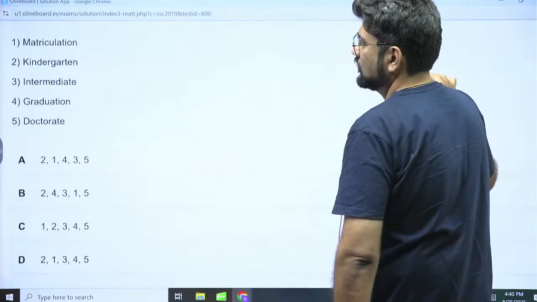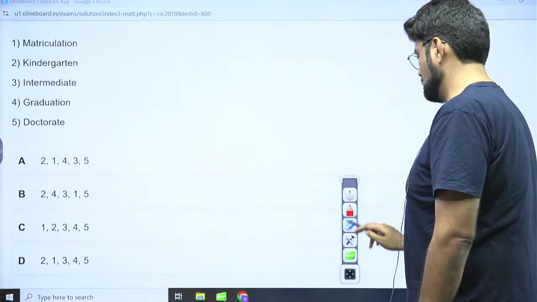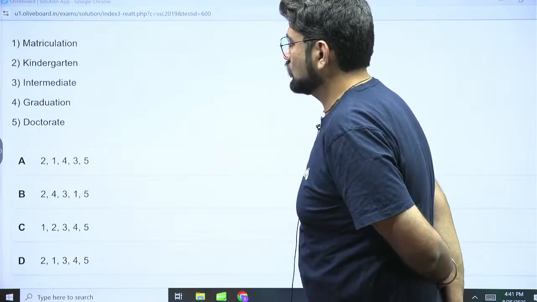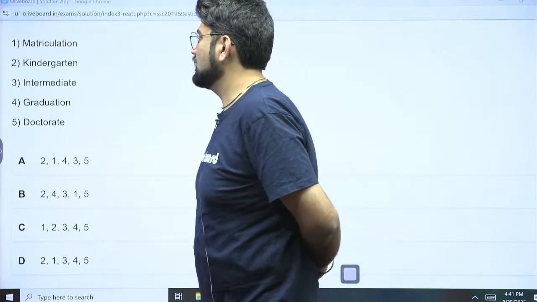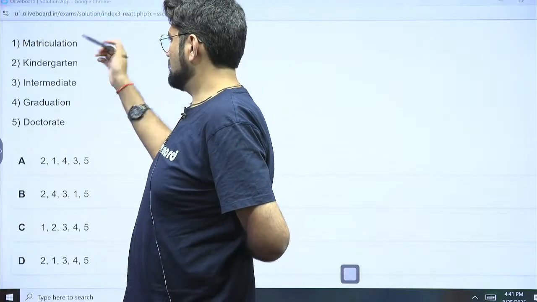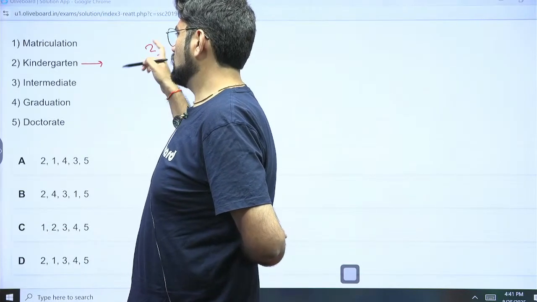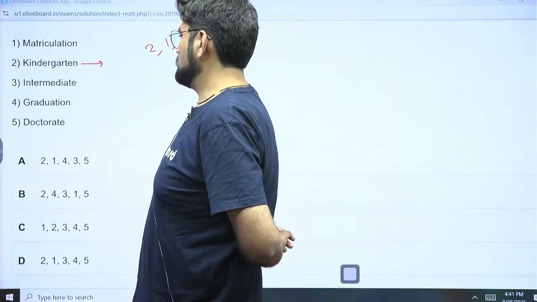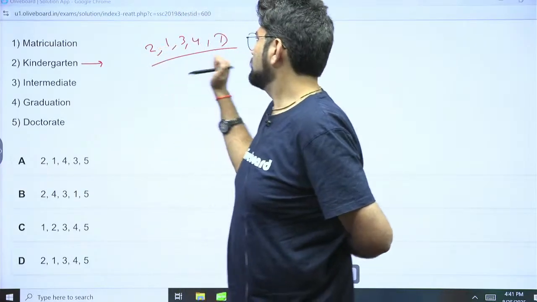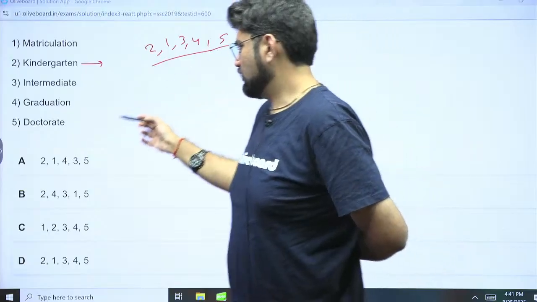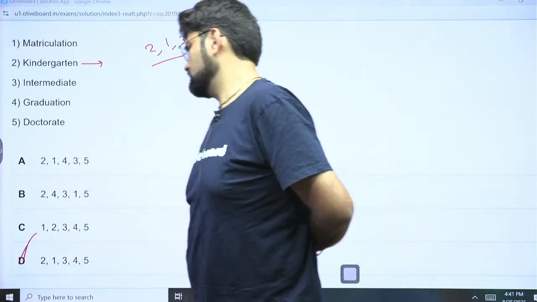Logical and meaningful order. Okay. Matriculation, kindergarten, intermediate, graduation, doctorate. Okay. 2, 1. So kindergarten, matriculation. Majorly starting with kindergarten. So we'll start from the very basic. So kindergarten will come first. Then it will be followed by matriculation, then intermediate, then graduation, then doctorate. Even without looking at the options, you can figure out the correct answer. 2, 1, 3, 4, 5. Option D is the right answer.